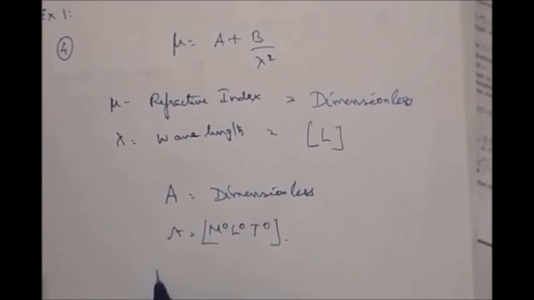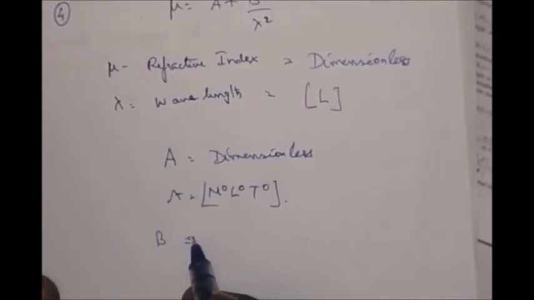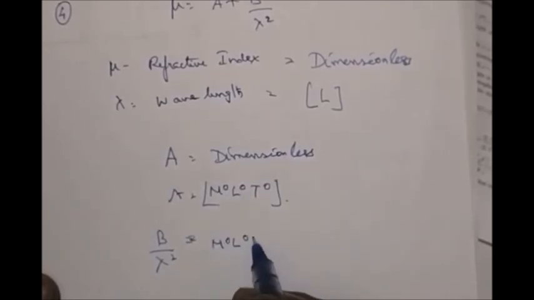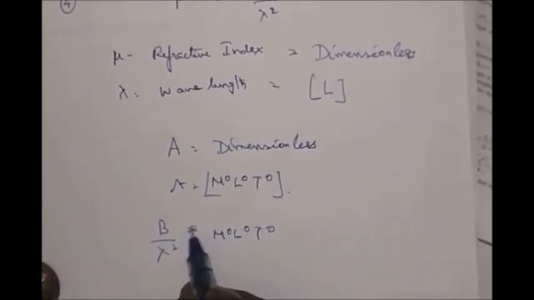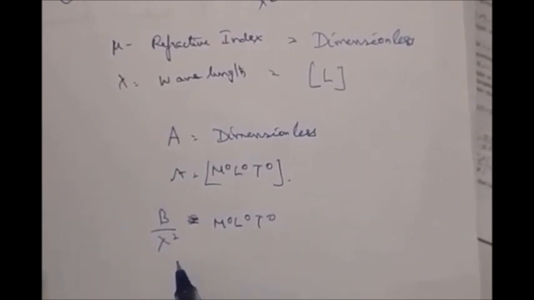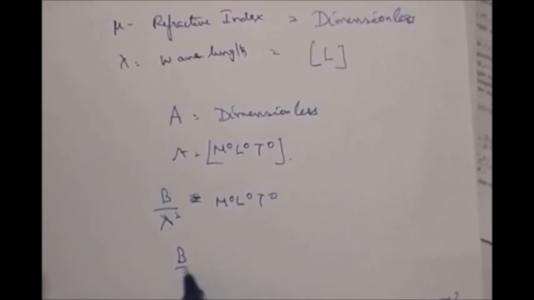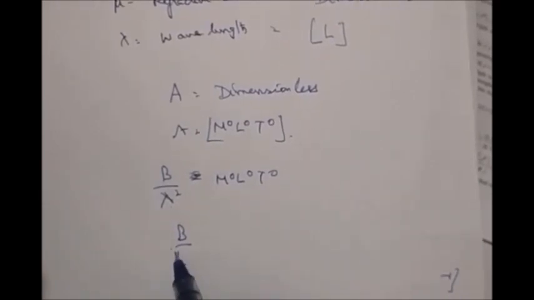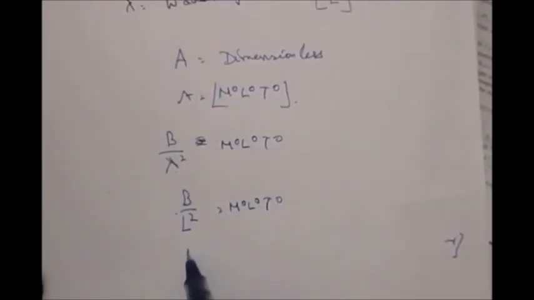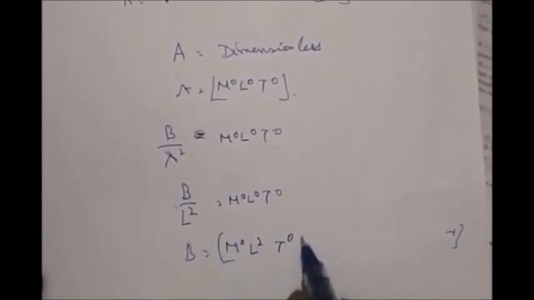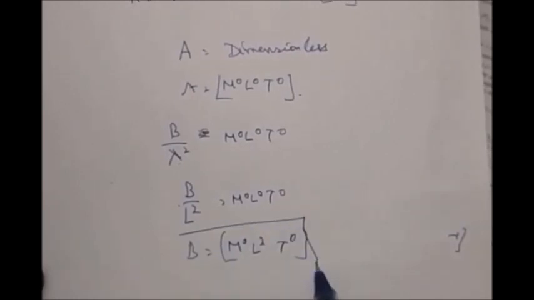B also we can find out like this itself. How do you find out b? Because b upon lambda square should be dimensionless, M0 L0 T0. So b upon L2 is equal to M0 L0 T0, and b equal to, cross multiplying, M0 L2 T0. This is going to be the dimensional formula for b.